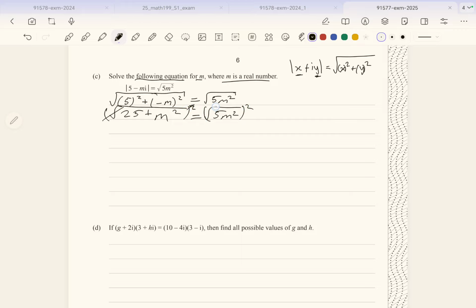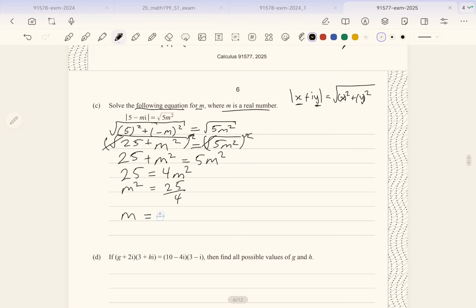And now we need to solve for m, so we'll bring the m squared to the right hand side. So 25 is equal to 4m squared, because we just bring like terms together. Dividing each side by 4 gives us that m squared is equal to 25 over 4. Now we have to find m, so we square root both sides. The important thing is to remember when we square root that we have to consider both positive and negative. Simplifying that gives us that m can be plus or minus 5 on 2.